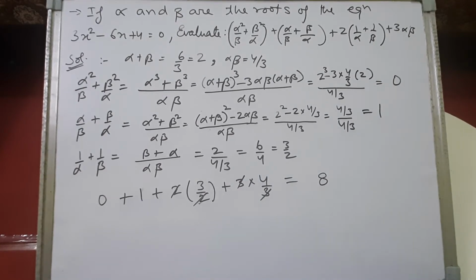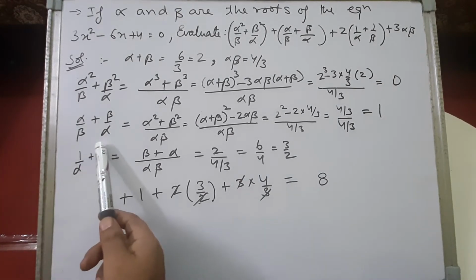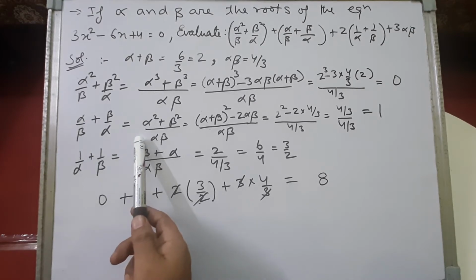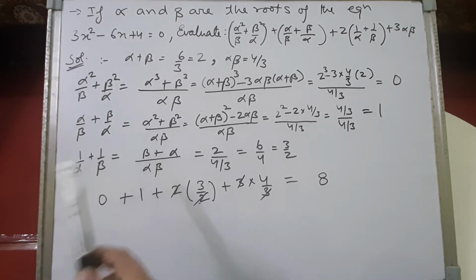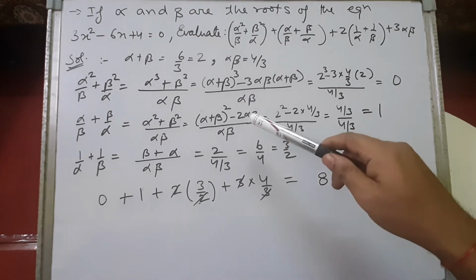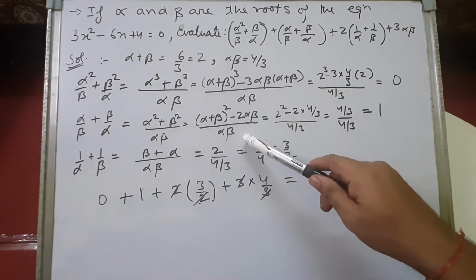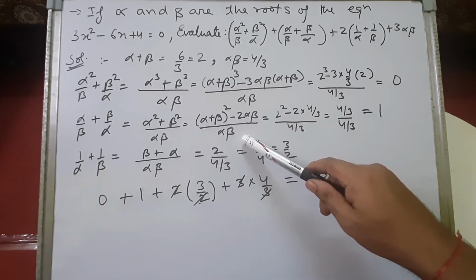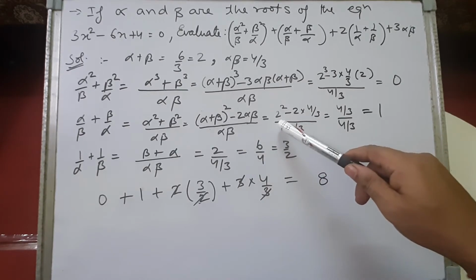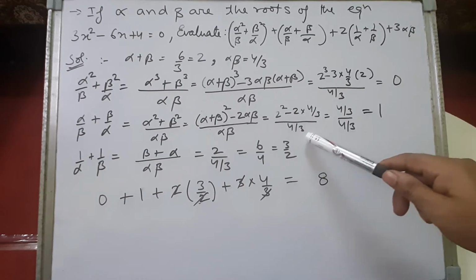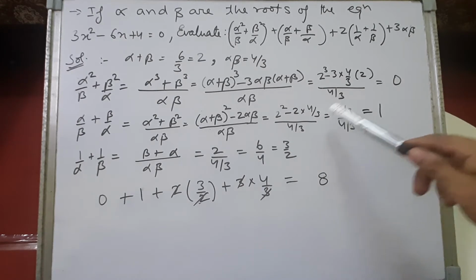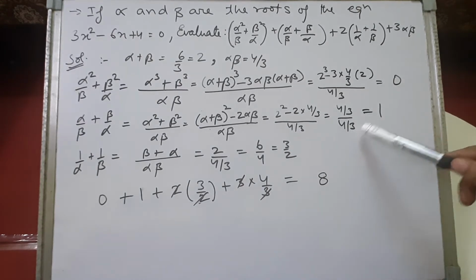Alright. Let's see the value of the second term, alpha upon beta plus beta upon alpha. When we take the LCM, it will become alpha square plus beta square upon alpha beta. Alpha square plus beta square can be written as (alpha plus beta) the whole square minus 2 alpha beta, upon alpha beta. The value of alpha plus beta is 2. So it will become 2 square minus 2 into 4 by 3, upon 4 by 3. When we solve the numerator, we will get 4 by 3 in the numerator. Upon 4 by 3, we will get 1.